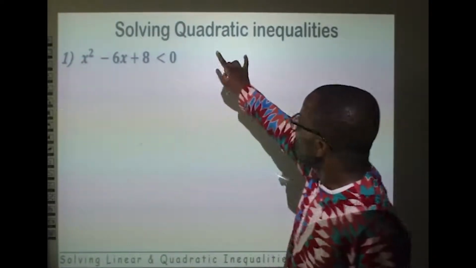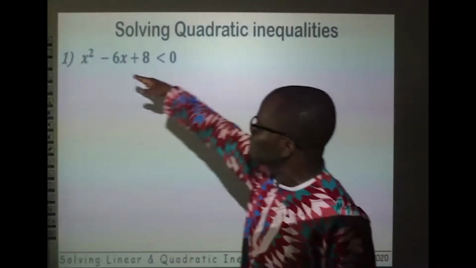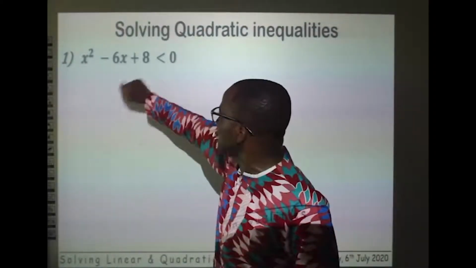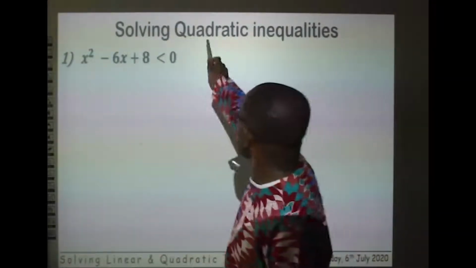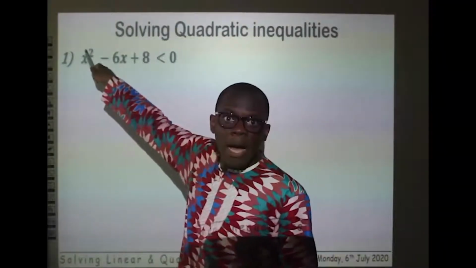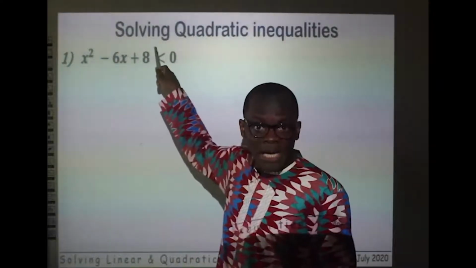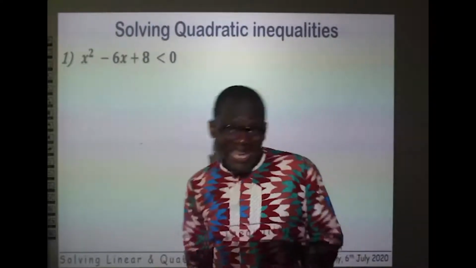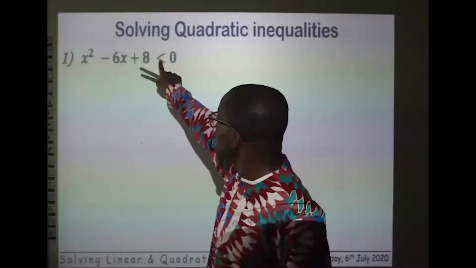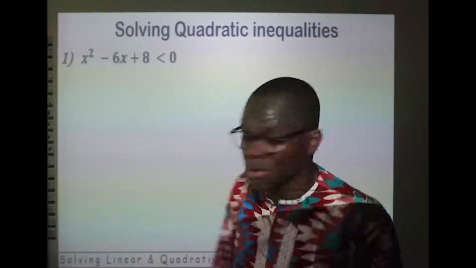So we've been asked to solve the given quadratic inequalities, and there's the first one. x squared minus 6x plus 8 is less than 0. It's quadratic because of that square, and it's an inequality because of that inequality symbol, less than. So that's why it's a quadratic inequality. If you had an equal sign there, then it would be a quadratic equation.